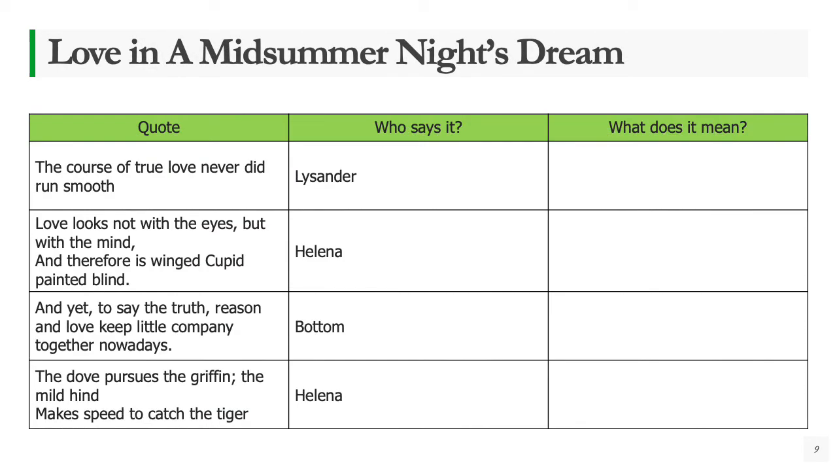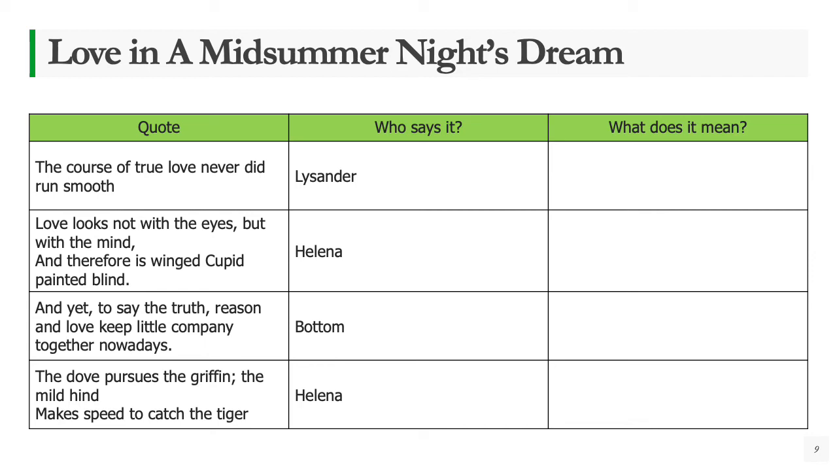And here it is. So we've got 4 quotes down the side there. We've got "The course of true love never did run smooth" by Lysander. "Love looks not with the eyes but with the mind, and therefore is winged Cupid painted blind." That one's by Helena. "And yet, to say the truth, reason and love keep little company together nowadays." That's from Bottom. And "The dove pursues the griffin, the mild hind makes speed to catch the tiger."